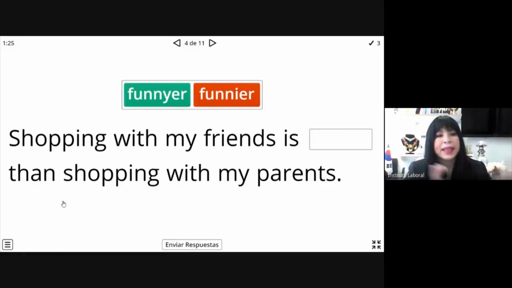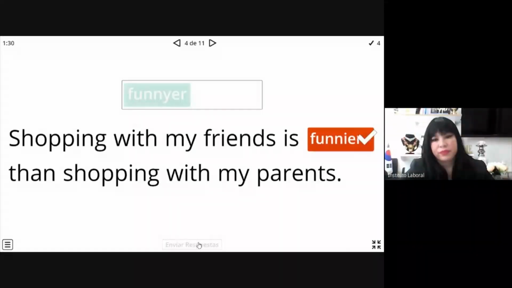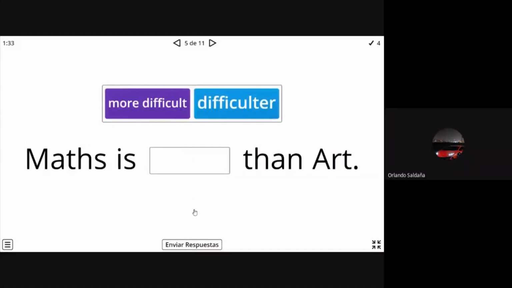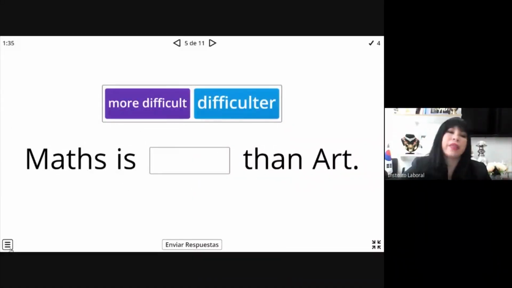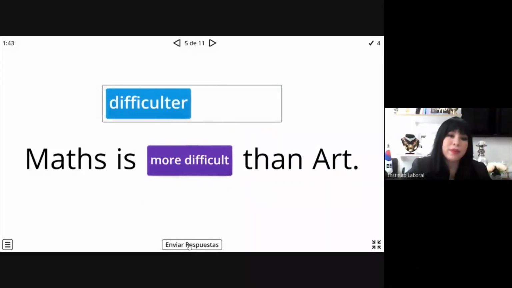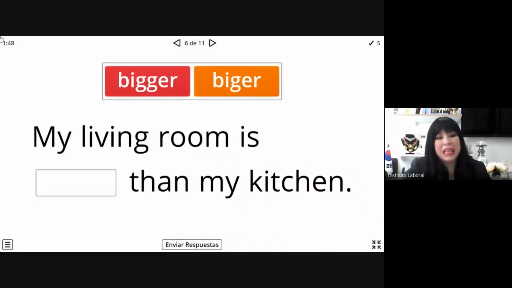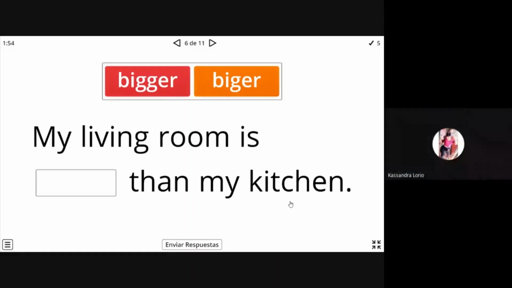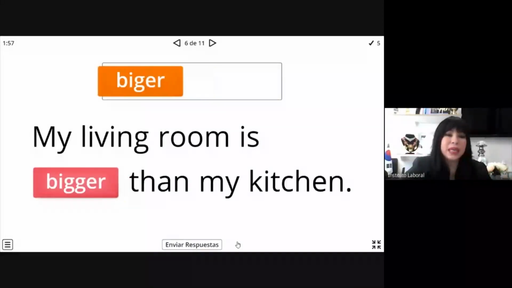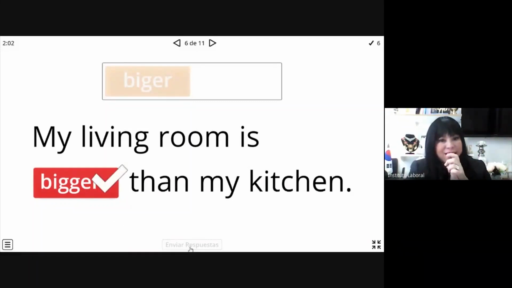Shopping with my friend is blank than shopping with my parents. Math is blank than art. Difficult. Three syllables. More difficult. We use more with two- and three-syllable adjectives. My living room is redder or oranger than my kitchen. Red. Yes. Big is one syllable and it has a vowel and a consonant. We double the consonant. Excellent.